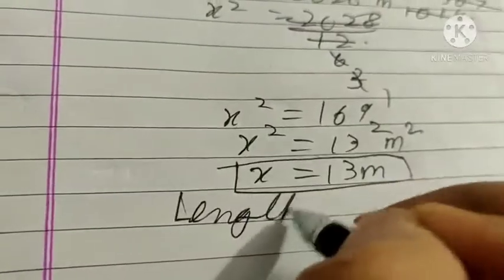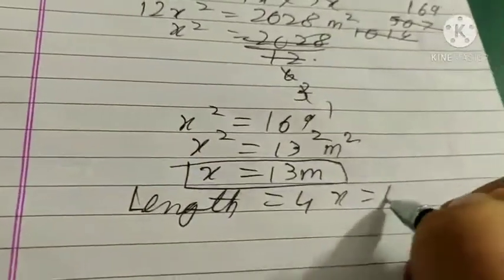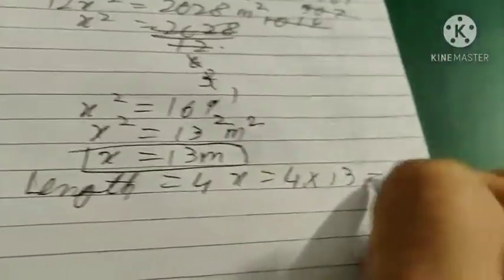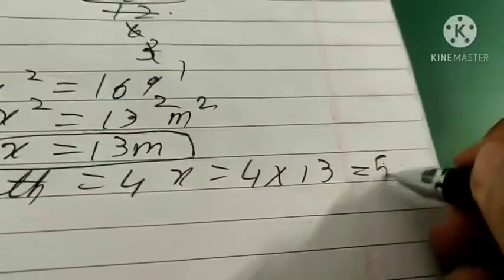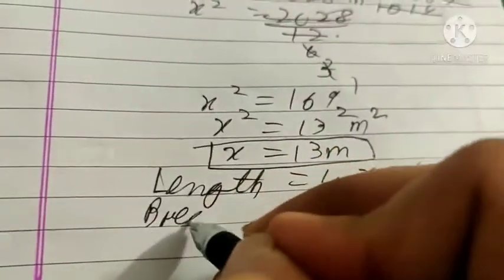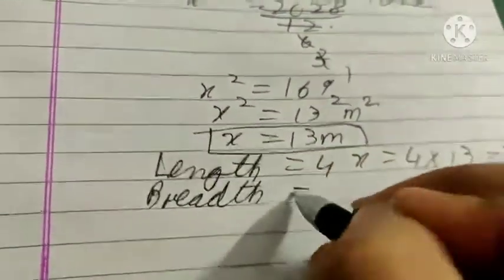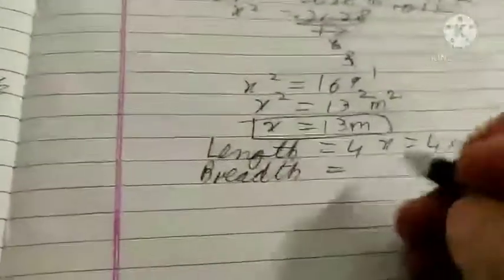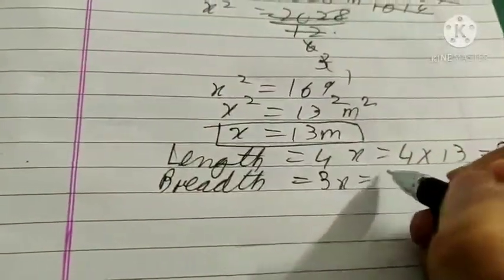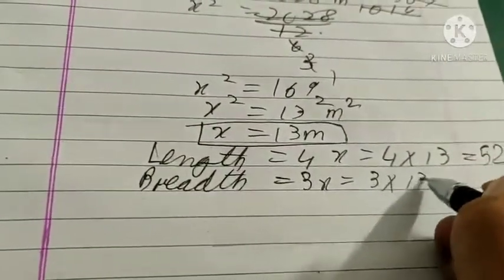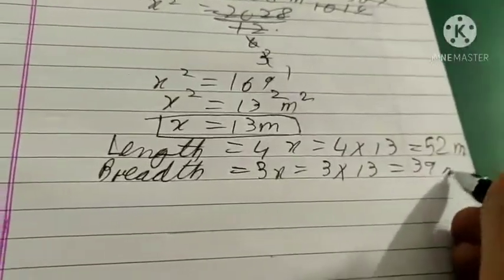So length is equal to 4x, that is 4 into 13, that is 52 meters. Breadth is 3x, that is 3 into 13, that is 39 meters. And now what does the question say next?